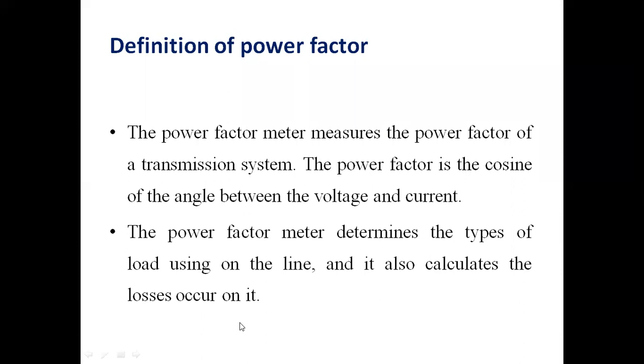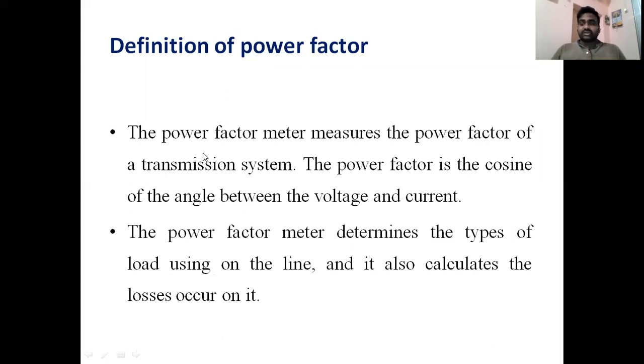The main deflection, or the torque of the instrument, depends upon the phase difference between the main current and the voltage current of the existing meter. That means the main purpose of a power factor meter is to measure the existing power factor on a transmission line. That is the main objective. The power factor is nothing but a combination of voltage and current.